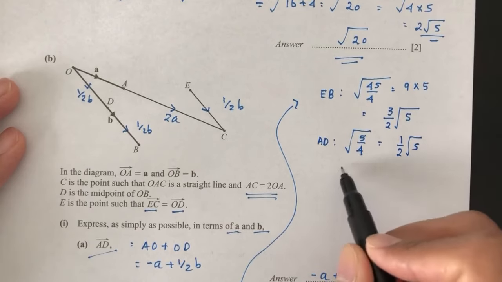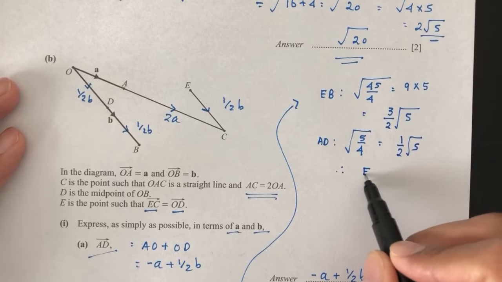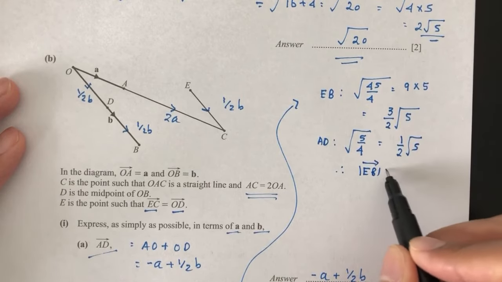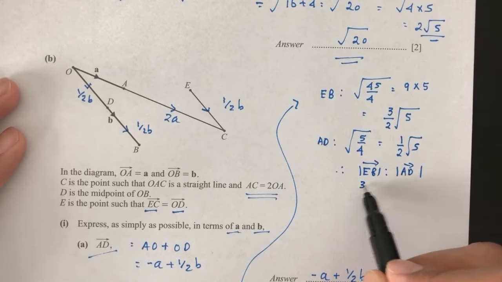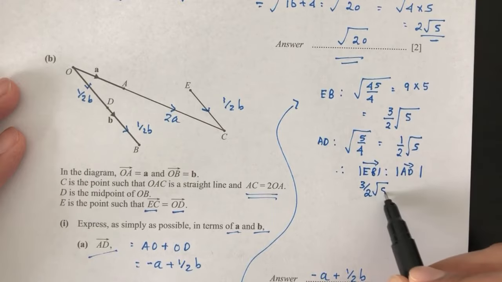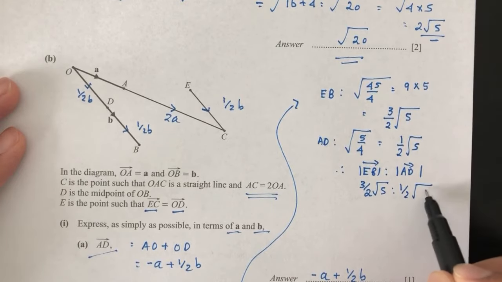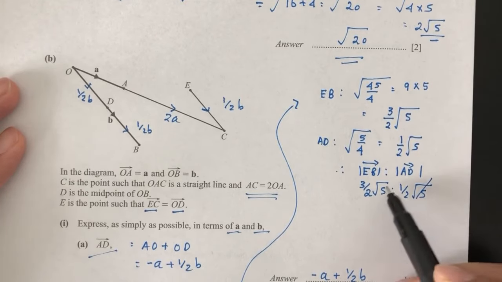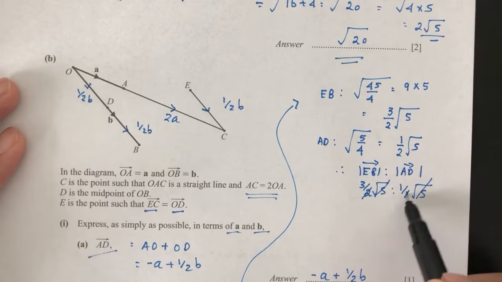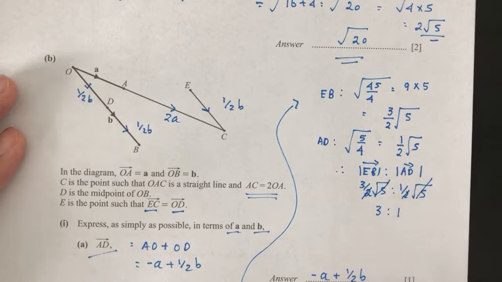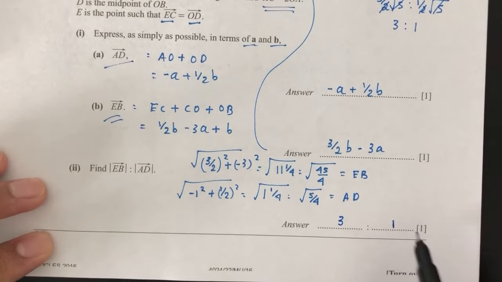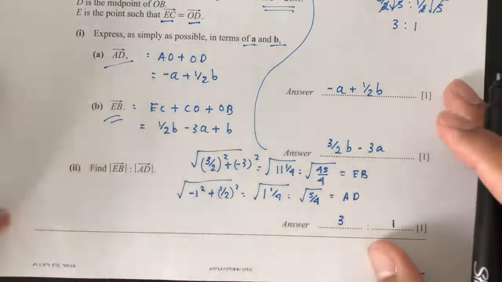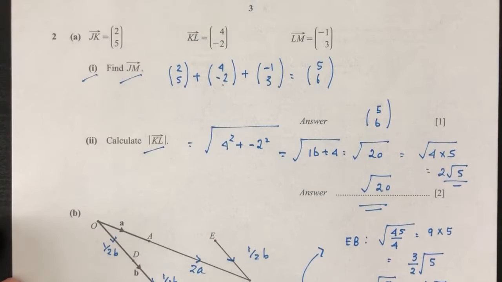Square root of 5. So the ratio of EB to AD will be 3 over 2 to 1 over 2. Half this, so this goes away and this goes away, becomes 3 to 1. So your ratio here will be 3 to 1. So you could do that to find that, and that will be question number 2.